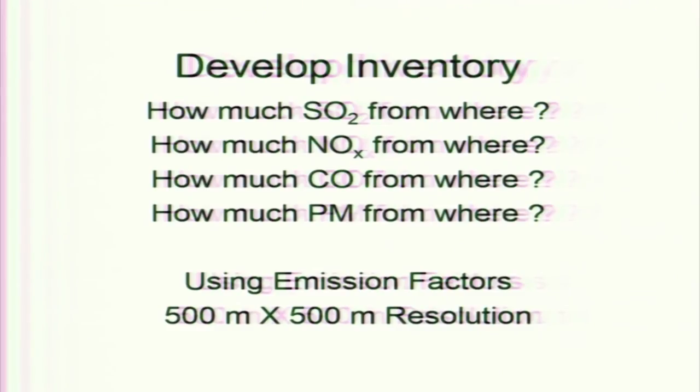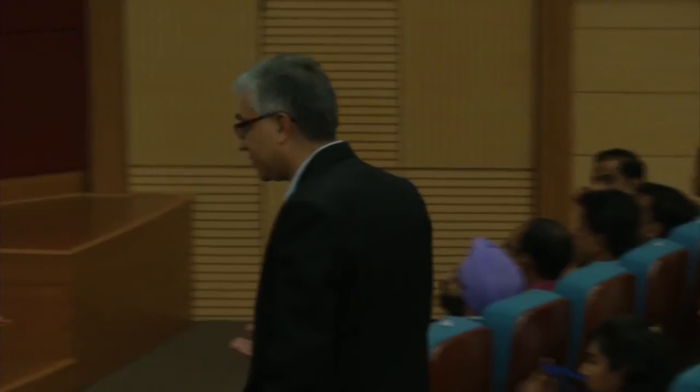And this is typically done at a 500 meter by 500 meter resolution. Especially in six large cities, we had done this. You understand, half a kilometer by half a kilometer, you know exactly which source is in that half a kilometer by half a kilometer and how much it is emitting. Pretty good, right? As a collector, you are the boss. Collectors, everybody? Hello, collectors. Good.